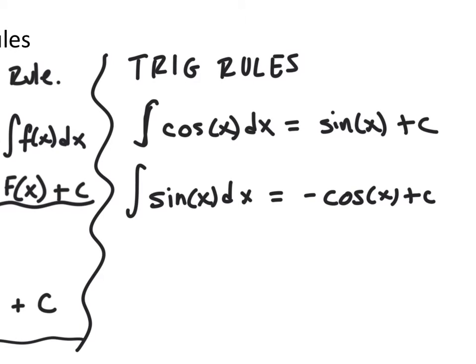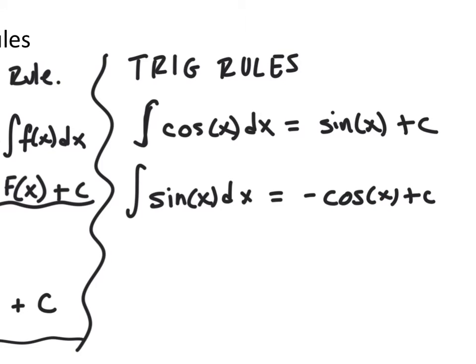You have to think about it, guys, as if I took the derivative of just cosine, it would give me negative sine. But since I'm taking the derivative of negative cosine, it would give me positive sine. So the integral of sine of x is negative cosine.